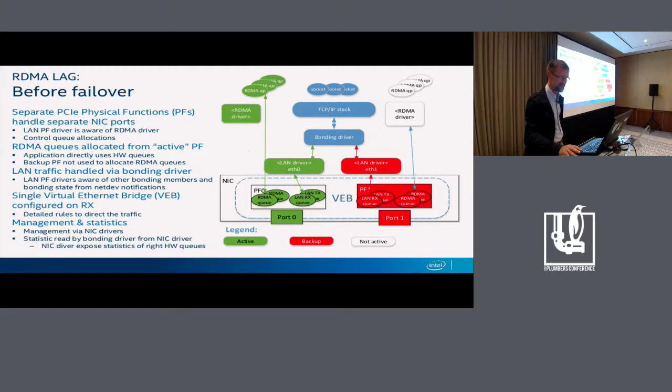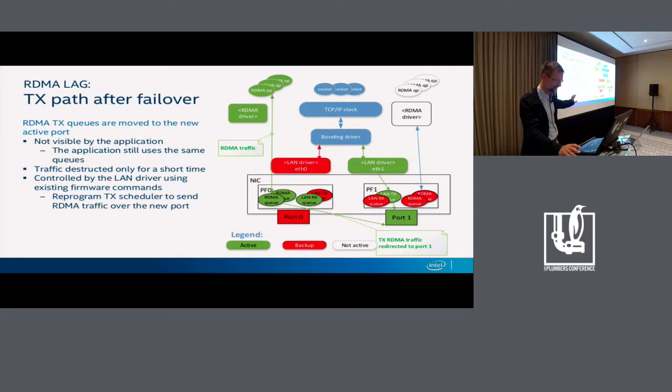So it looks almost like the regular configuration. And then let's see what happens if we have a failover. Let's assume that port zero fails, and it was detected. Bonding driver detected it based on the regular methods like timeout, like pings. And so the bonding driver tells the underlying LAN drivers, okay, you are no longer the backup driver, you are the active one. You are no longer the active one, you are backup. And this is done by the notification.